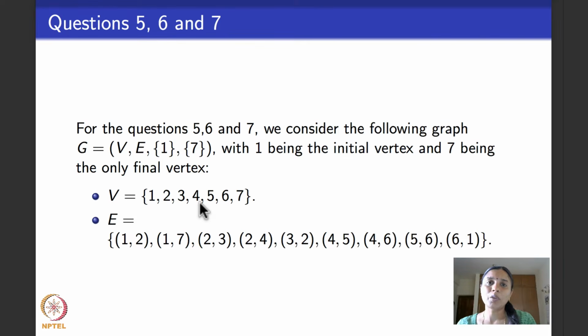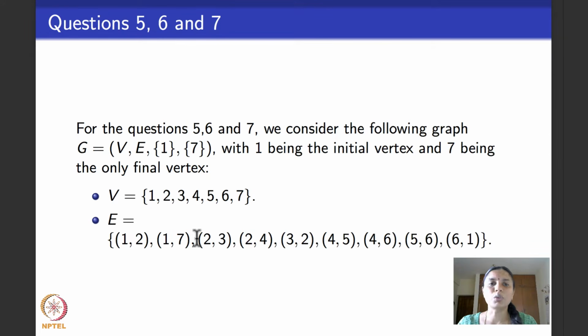The last 3 questions in the assignment were to deal with coverage criteria that is based on an example graph that was given as a part of the assignment to you. So here is the graph. The graph had 7 vertices numbered 1 to 7. The vertex 1 was the initial vertex or the start vertex. The vertex 7 was the only final vertex, and these were all the edges in the graph.